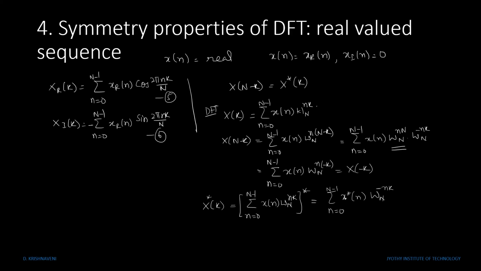So, x of n is real, so conjugate of x of n is equal to x of n. So that's why this will be summation n is equal to 0 to N minus 1 x of n W_N to the power of minus nk. So this is also equal to X of minus k.